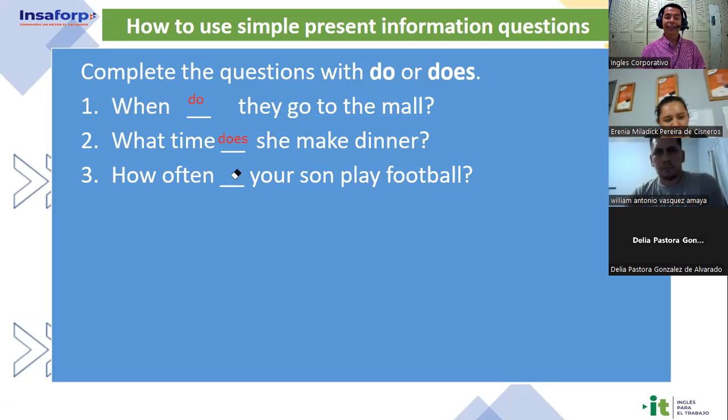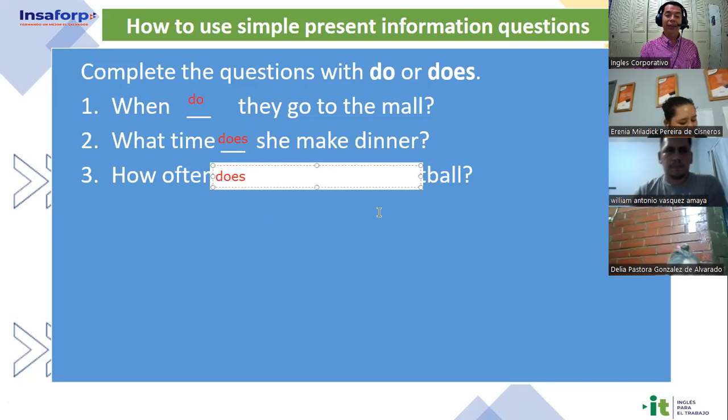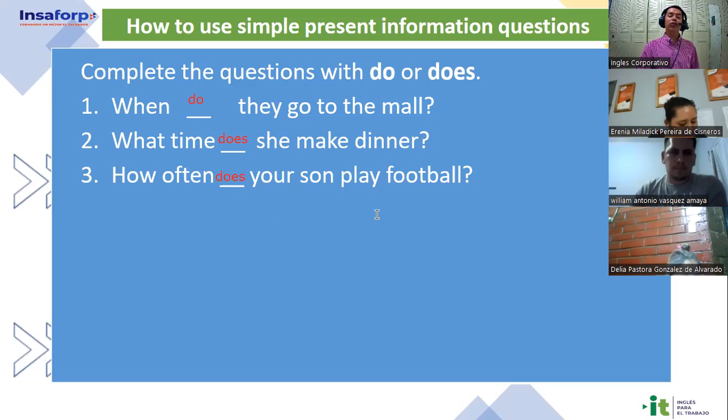Does your son play football? Yes. Because we're talking about a singular person, right? So we say does. How often does your son play football? ¿Con qué frecuencia? How often does your son play football, right? Okay.